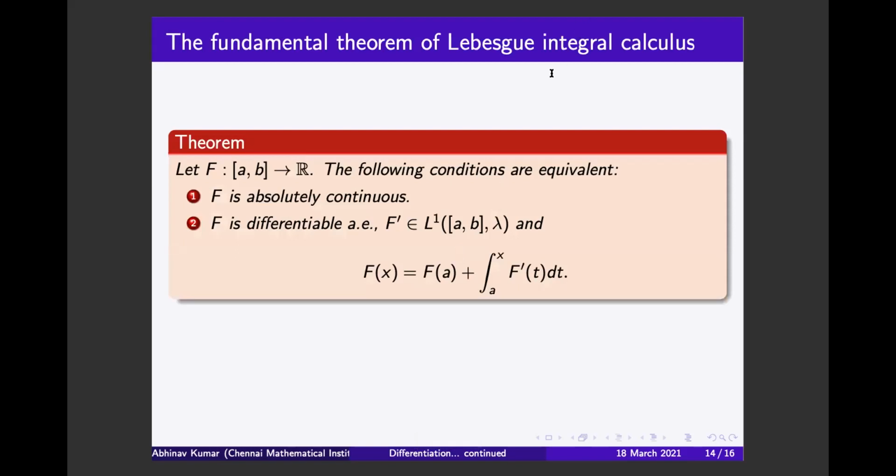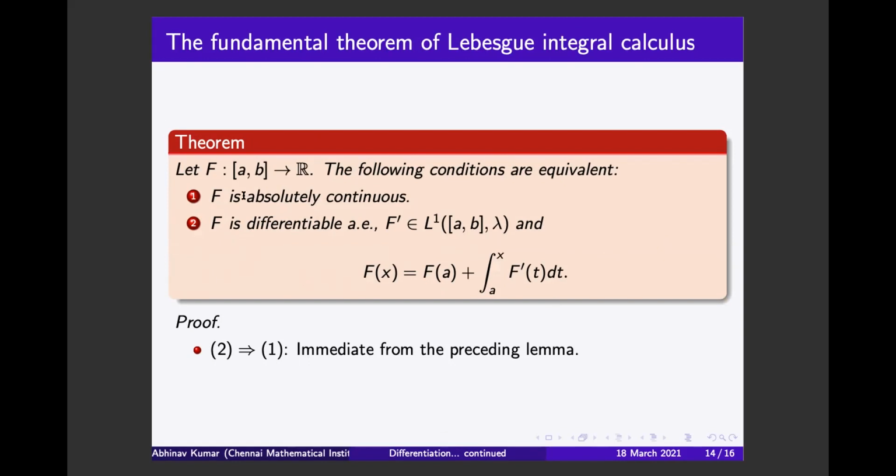Now finally we've come to the fundamental theorem of Lebesgue integral calculus. This is actually relatively far easier, especially given all the prerequisites we've proven already. So 2 implies 1. This is in fact precisely more or less the content, up to just this addition of this constant, of the preceding lemma. So this is just immediate.